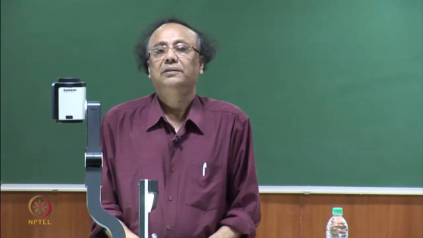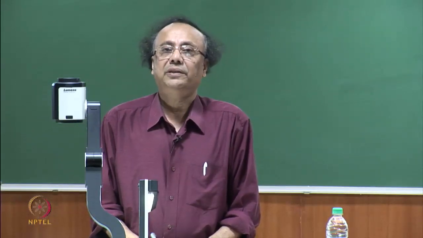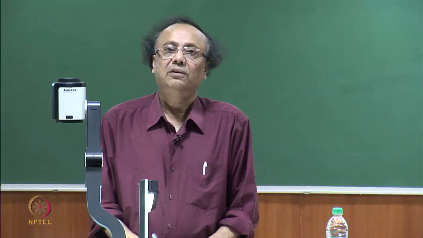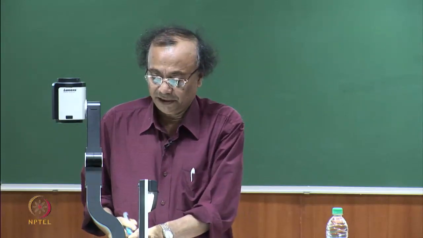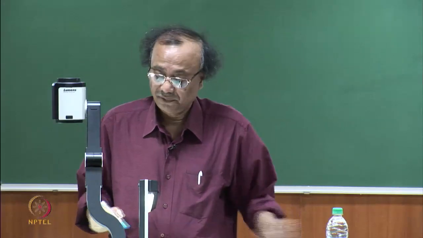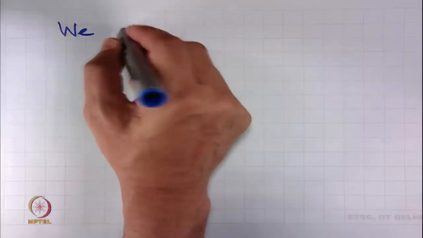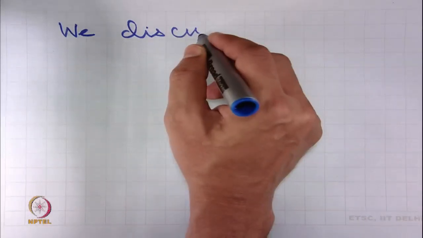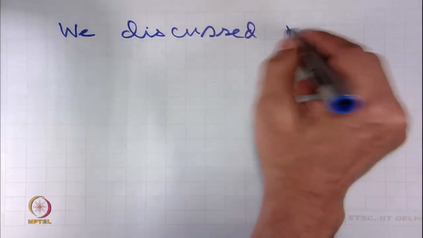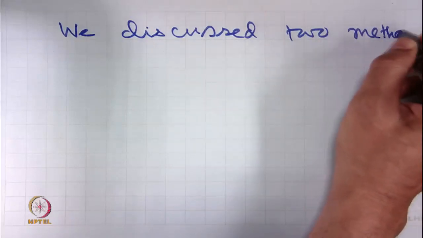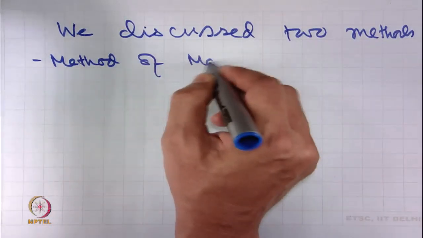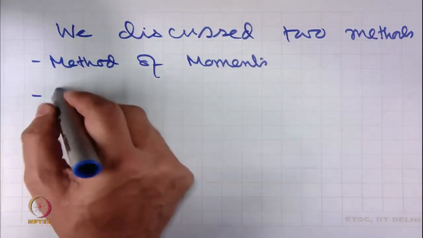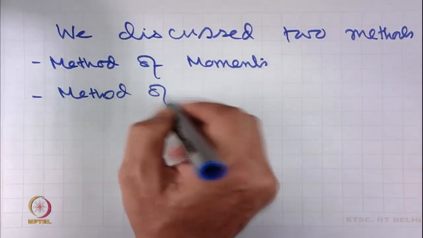In the last lecture, we talked about point estimation of the parameters of the underlying distribution from which a sample x1, x2, ..., xn is taken. In particular, we discussed two methods: the method of moments and the method of maximum likelihood.